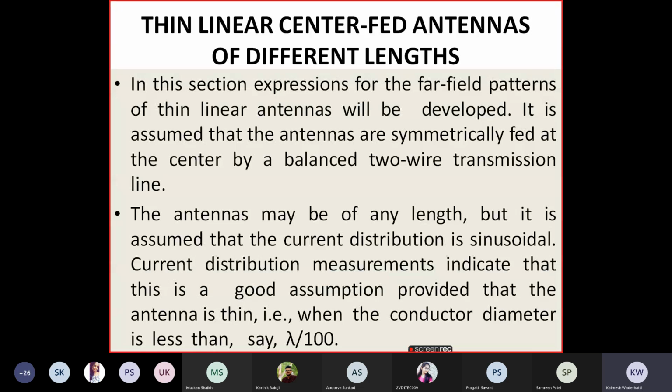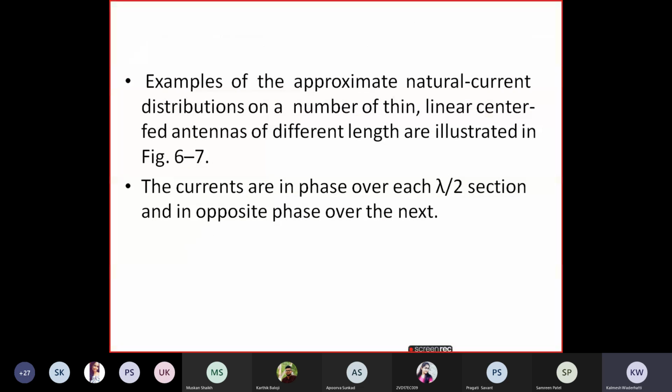Based on this approximation, we have the field equation that we are going to calculate here. Examples of the approximate natural current distribution of thin linear center-fed antennas of different lengths are illustrated in figure 6-7. Here the different lengths will be considered.